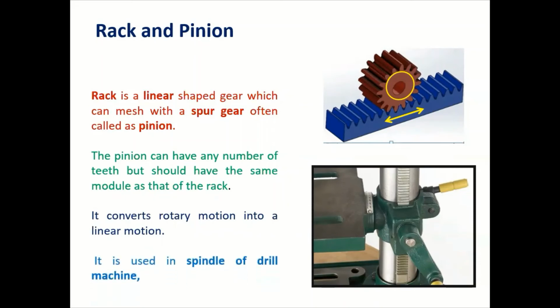It is used in the spindle of a drill machine. Here I have shown the drill machine, and this portion is a rack, and inside this there is a pinion. So here also the rotatory motion is converted into the linear one.